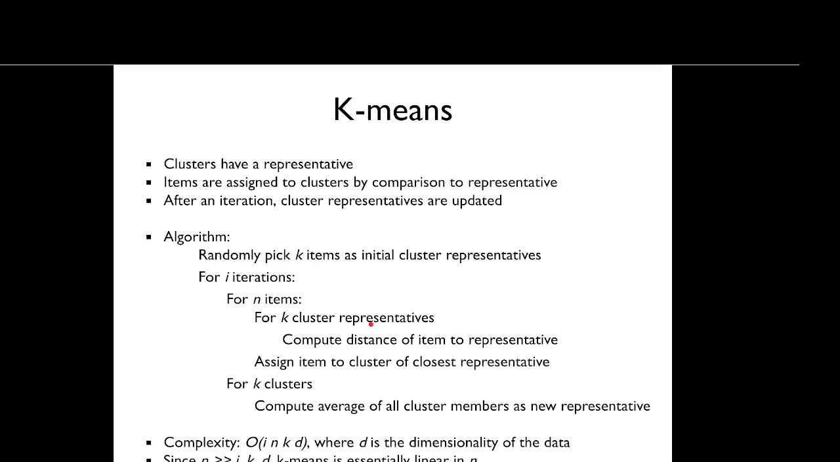The complexity of k-means is I iterations times n items that we're dealing with, k clusters that we're dealing with, and since we're computing distances, we have to consider the dimensions. So that's the dimensionality of the data. Now, since n is typically much larger than I, k, or d, it essentially means that k-means is linear in n.